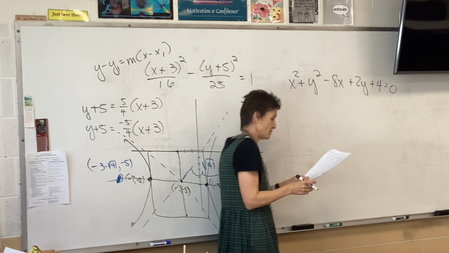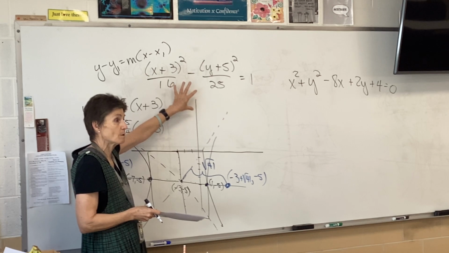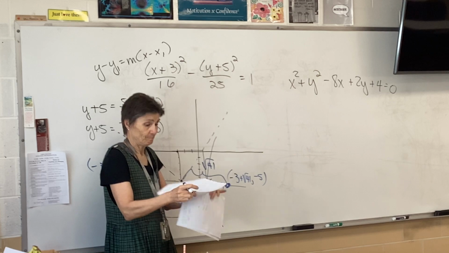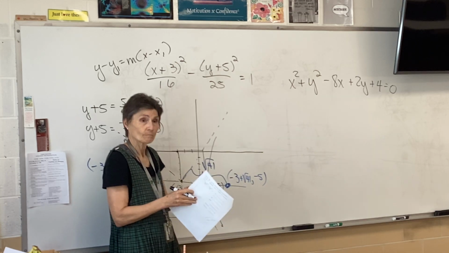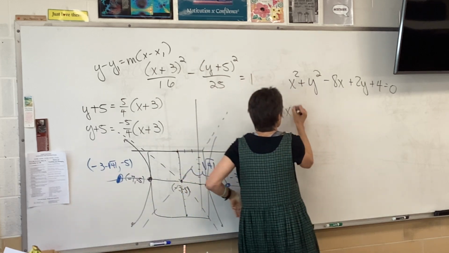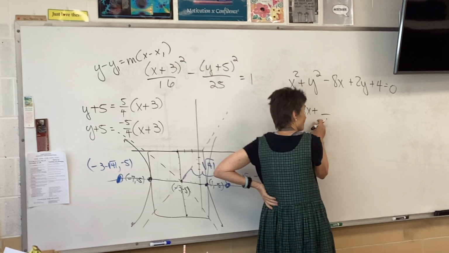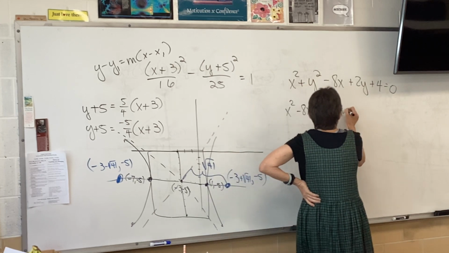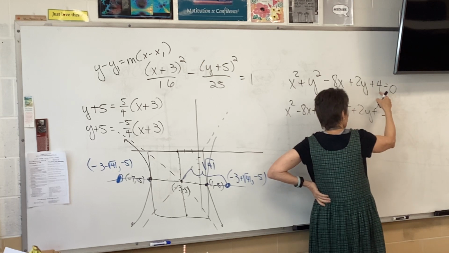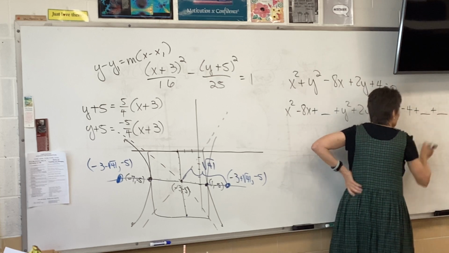Alright, this is the only one you have to fix the equation. All the rest of them, I give you the equation in standard form, but you need to fix this one. So who remembers how to do that? Group the x's together and the y's together. So we have x squared minus 8x plus blank. Don't forget to leave room for the blank. Y squared plus 2y. And then this extra number, if you have one, has to go to the other side.